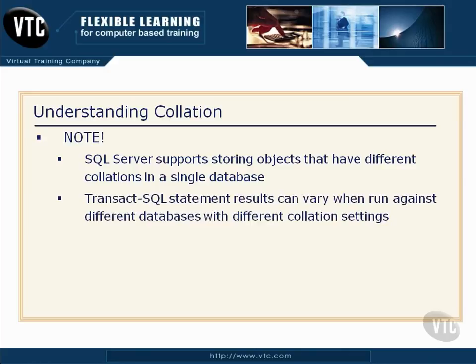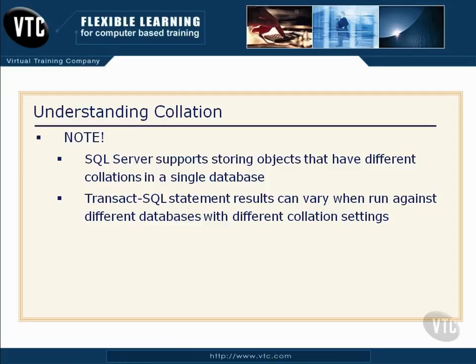Here's where the problem is. Transact-SQL statement results may vary when you run against different databases with different collation settings. In other words, the same query run against the same data on different machines, or very similar data on different machines within the same company, could give you fairly different results if the two different SQL servers have different collation settings. Again, the collation is telling it how to sort things, how to deal with sensitivity, and that sort of thing. So make sure you understand what collation is.